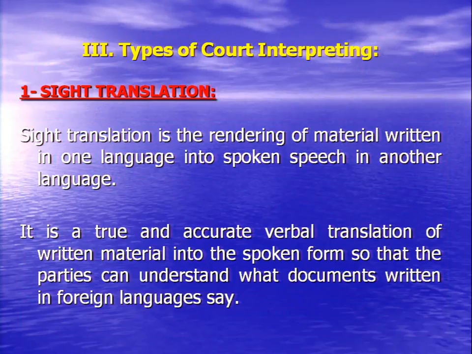Okay, so now we are going to talk about the modes of interpreting. We spoke about the sight translation. We said that sight translation is the rendering of material written in one language into spoken speech in another language. It's a true and accurate verbal translation. Actually, I corroborate that because you are interpreting from a document, so you see what you're interpreting. So that must be accurate and I think most reliable.